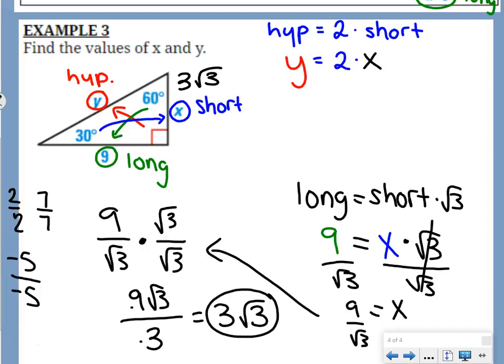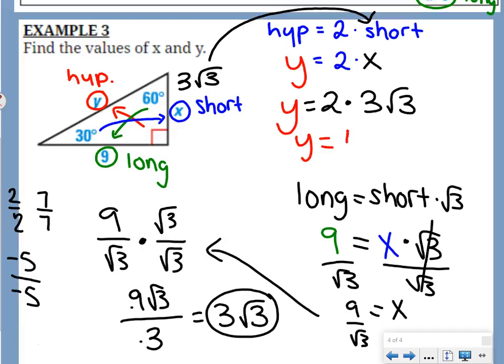3 square root 3. Now that we have the short leg, our value for x, we can finish solving for our hypotenuse. Hypotenuse is y equals 2 times the short leg, which is 3 square root 3. So y equals 2 times 3 is 6 square root of 3. So that right there is our hypotenuse, 6 square root 3.